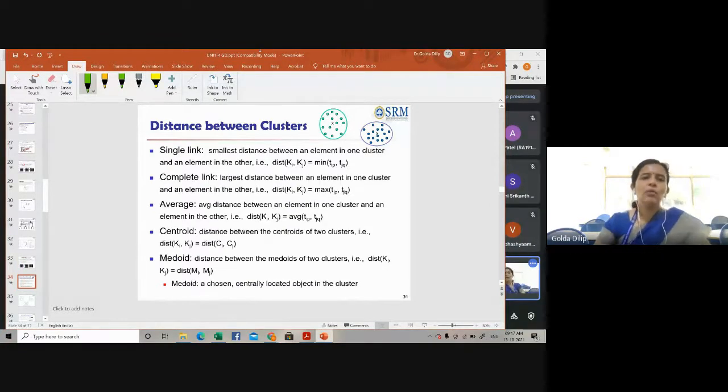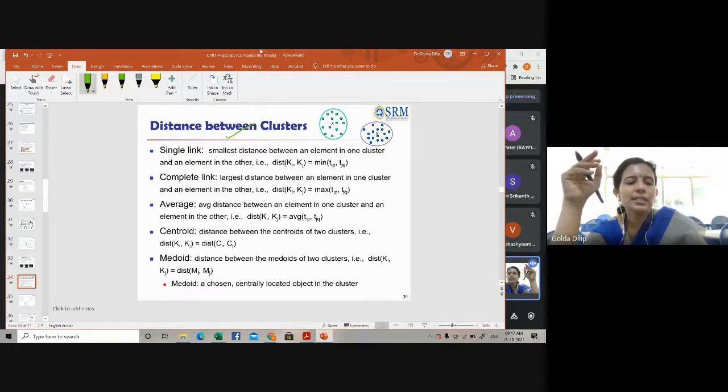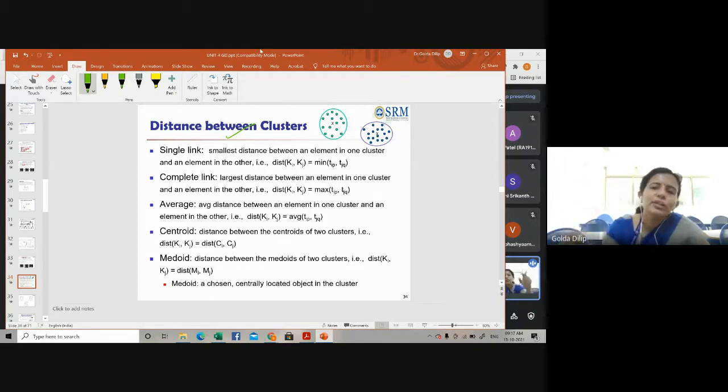Now coming to the distance between the clusters. In agglomerative clustering, we went for the single link method. Just like the single link method, there are several ways to measure the distance between the clusters, in order to decide the rules of clustering, and that is what is called the linkage method. You have five linkage methods.